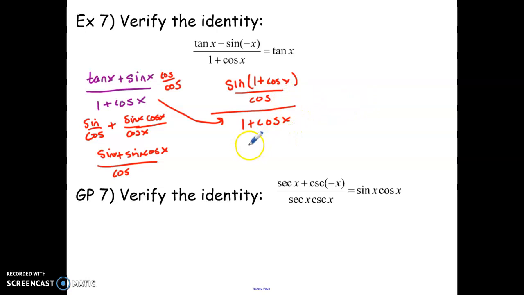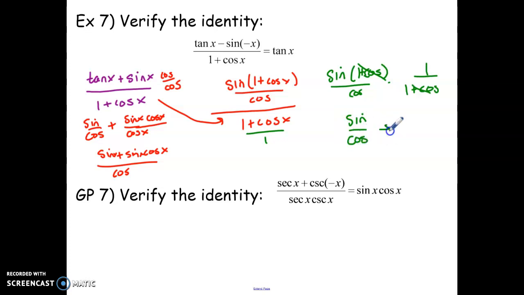Now, instead of dividing by a fraction, we typically multiply by the reciprocal. So my next step would be to take this and flip it. So I'm going to do sine times 1 plus cosine over cosine. And then I'm going to multiply by my reciprocal, so 1 over 1 plus cosine. And those cancel. So I'm left with sine over cosine, which is tangent. Okay, that one's a little bit more complicated.